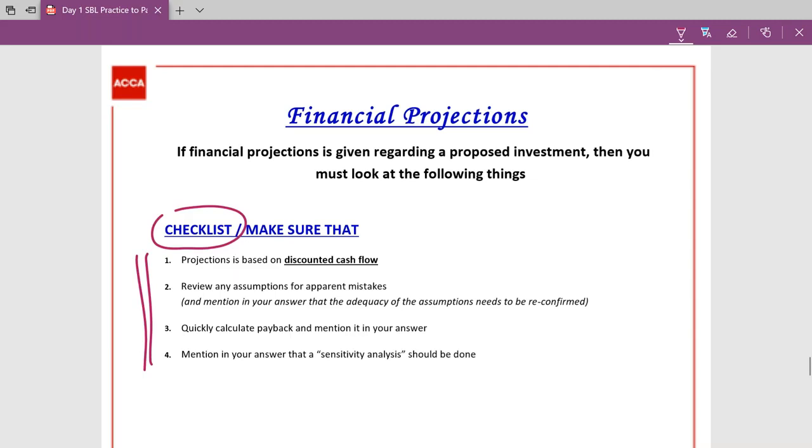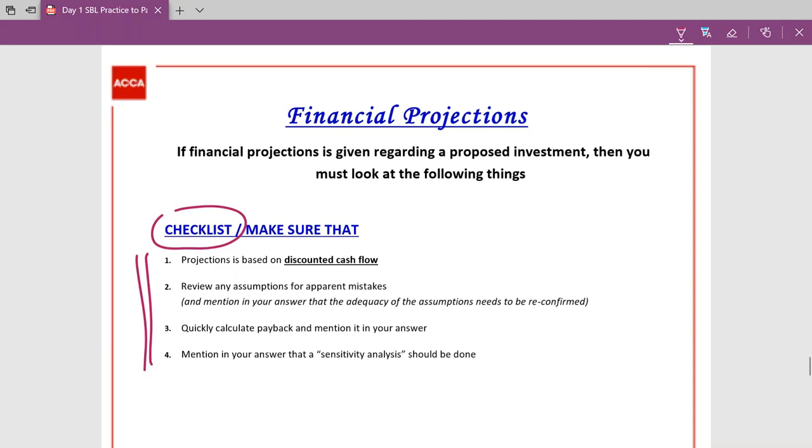Fourth, mention in your answer that a sensitivity analysis should be done. This is another point where we are trying to impress the examiner. You know what a sensitivity analysis is? You don't know? It doesn't matter. The examiner knows what a sensitivity analysis is, and you are not supposed to do a sensitivity analysis.